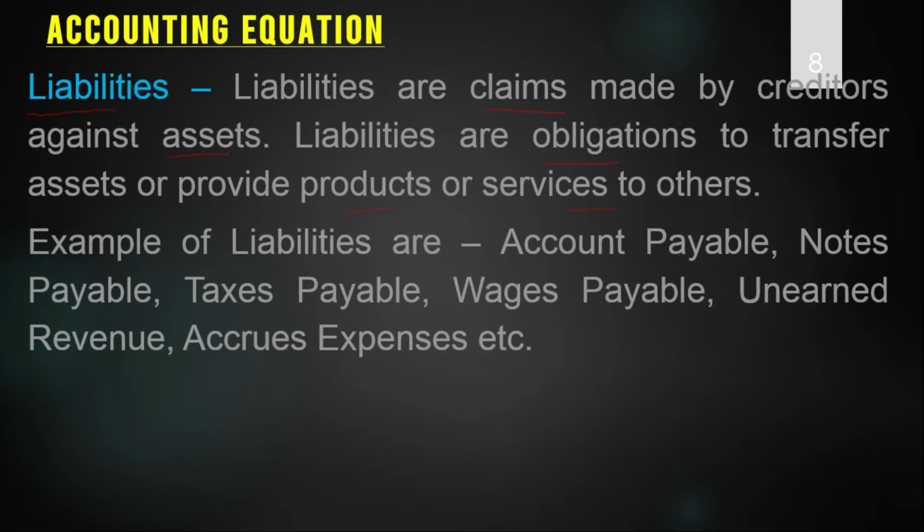Similarly, if you have purchased any assets on credit, in that case also, until you make the final payment of the asset purchase, it will be your liability. The amount that is due and to be paid will be your liability. Examples of liabilities include accounts payable, notes payable, taxes payable, wages payable, unearned revenue, accrued expenses, etc. So you'll see that most of them are the payables. Payable means the amount which is to be paid, which has not been paid so far. In future you will pay it. So let us see in detail.